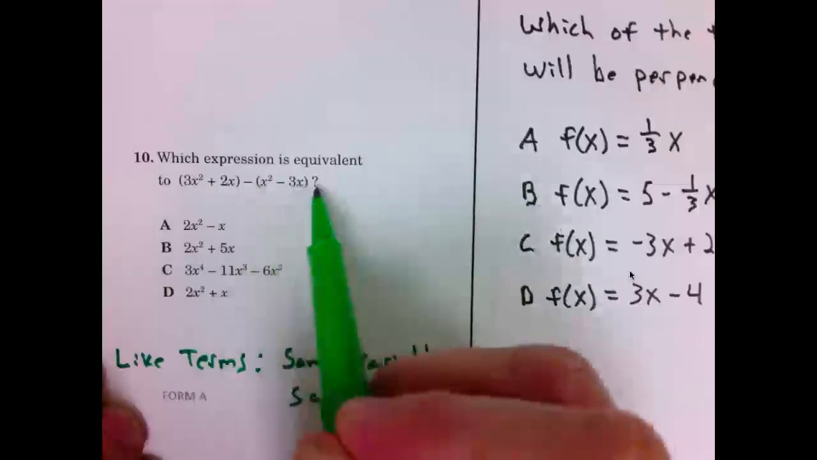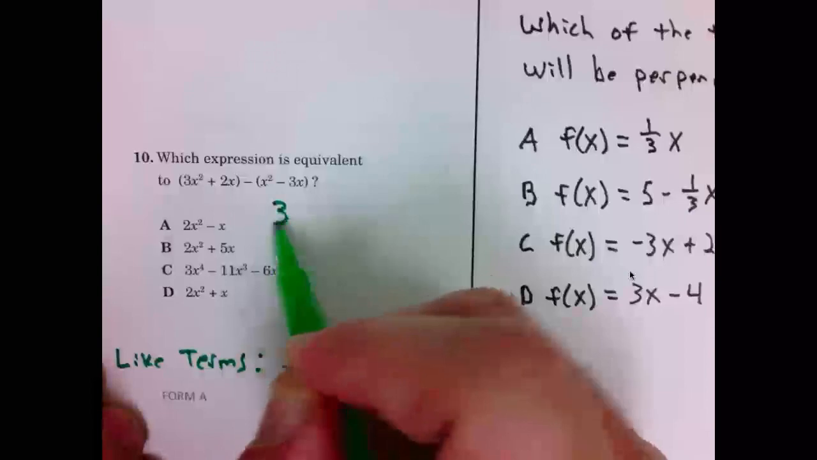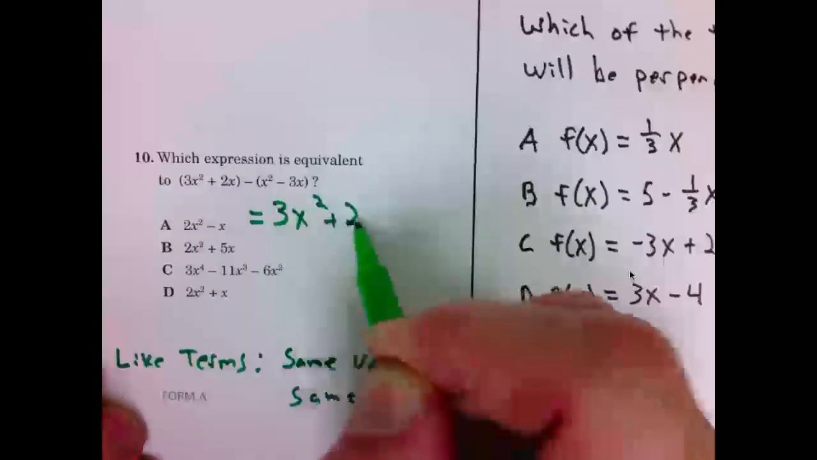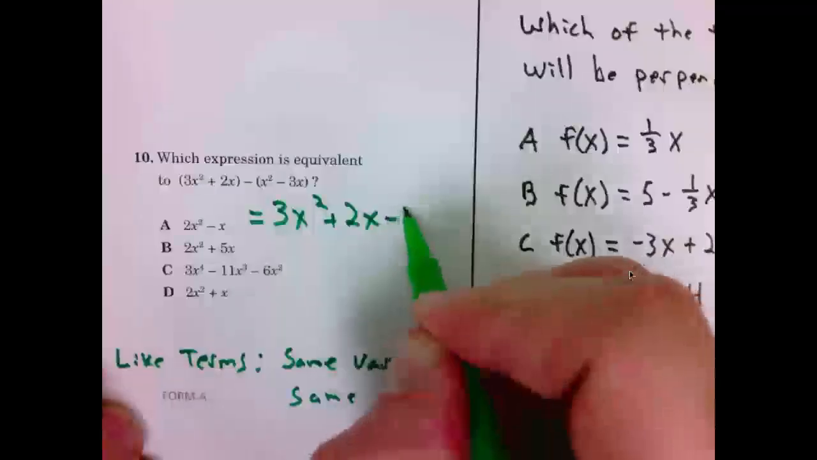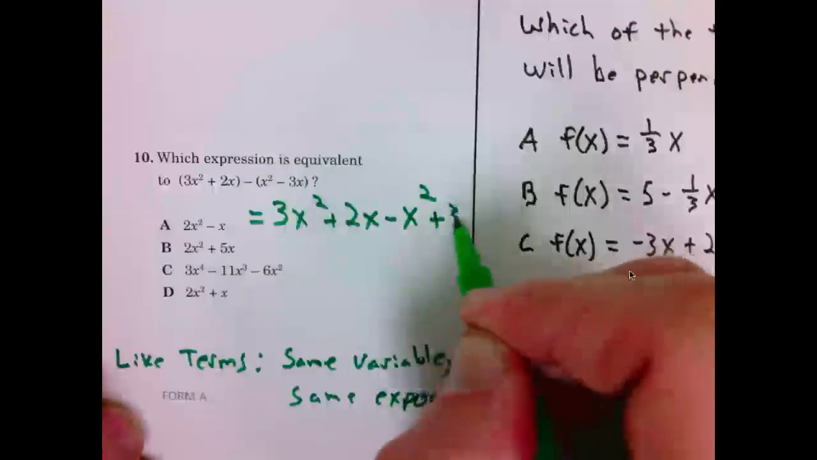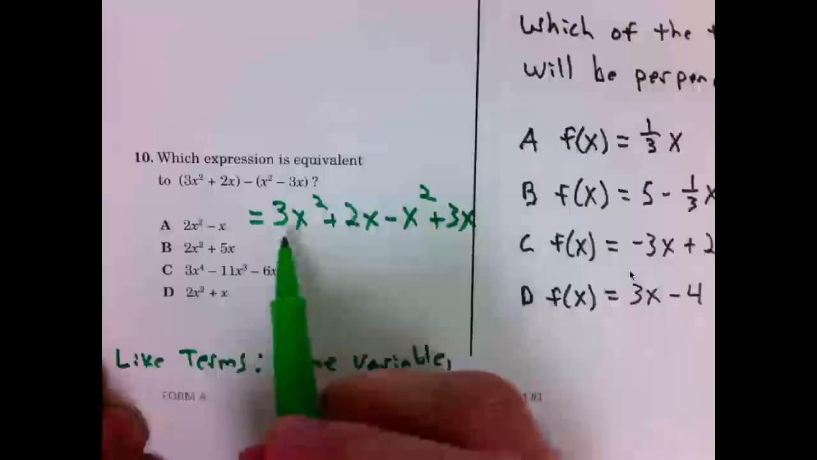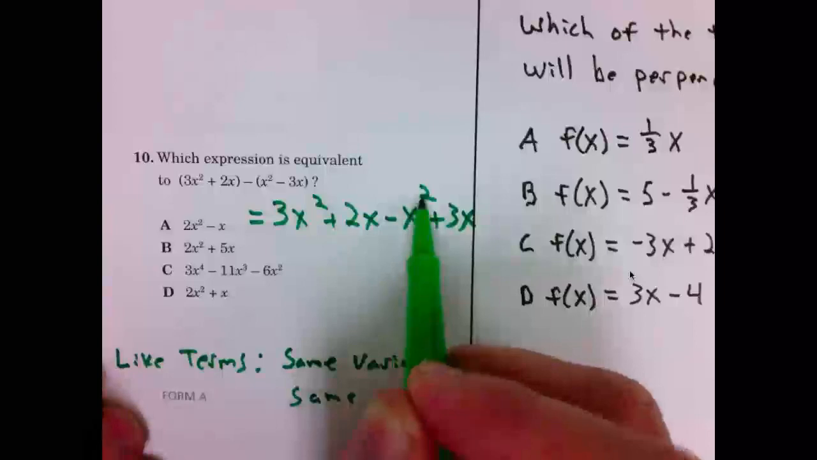So here we're subtracting the second parentheses. We need to distribute that negative. The first parentheses I can just drop. 3x squared plus 2x. Now subtracting this parentheses, positive x squared becomes minus x squared. Negative 3x becomes plus 3x. Now we can simply combine our like terms. Same variable x, same exponent squared, x squared.